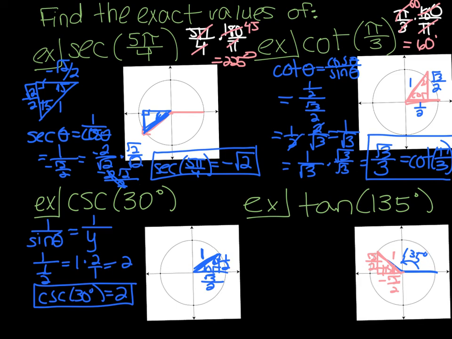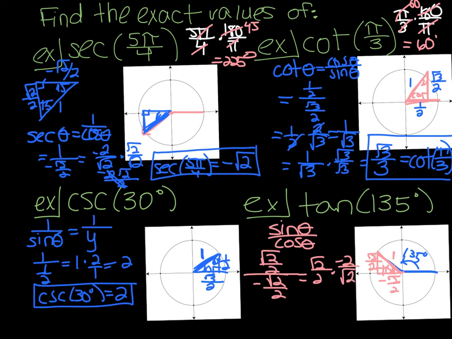We know that the tangent value is the sine of theta over the cosine of theta. So it's the y value, which is radical 2 over 2, over the x value, negative radical 2 over 2. When we keep change flip, that's going to give us radical 2 over 2 times negative 2 over radical 2. The 2's cancel, the radical 2's cancel, and I'm left with a negative 1 as my final answer for the tangent of 135 degrees. Again, we can type all of these into the calculator to check.